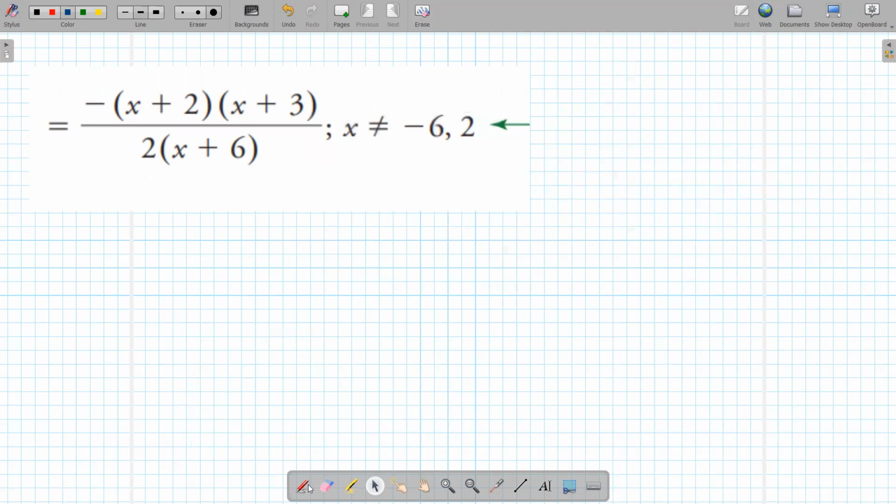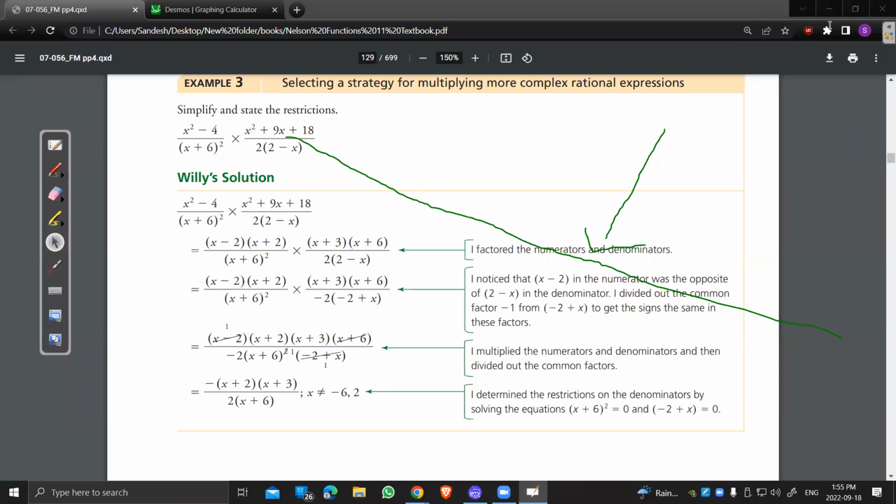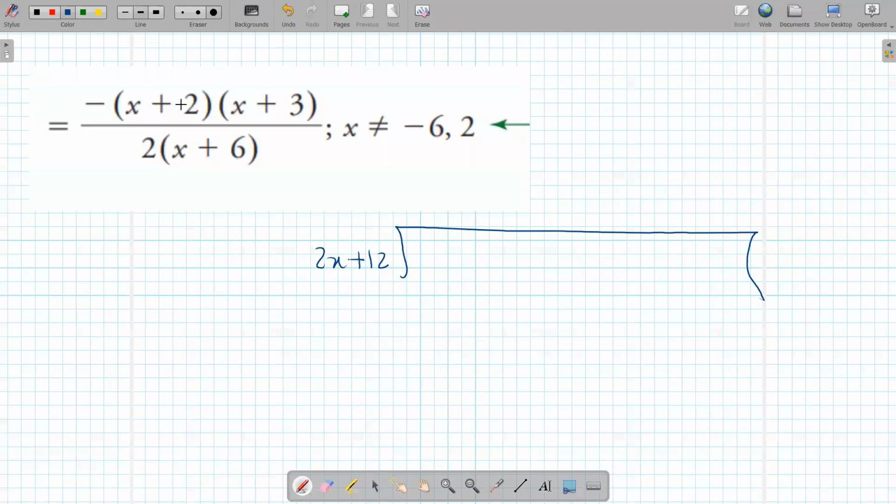To do this, we're going to have to do long division. Our divisor, the guy on the bottom, is 2x plus 12, right? Our guy on top, what is that? It's negative x squared minus 5x. I just foiled the brackets, nothing fancy. Okay, like that.